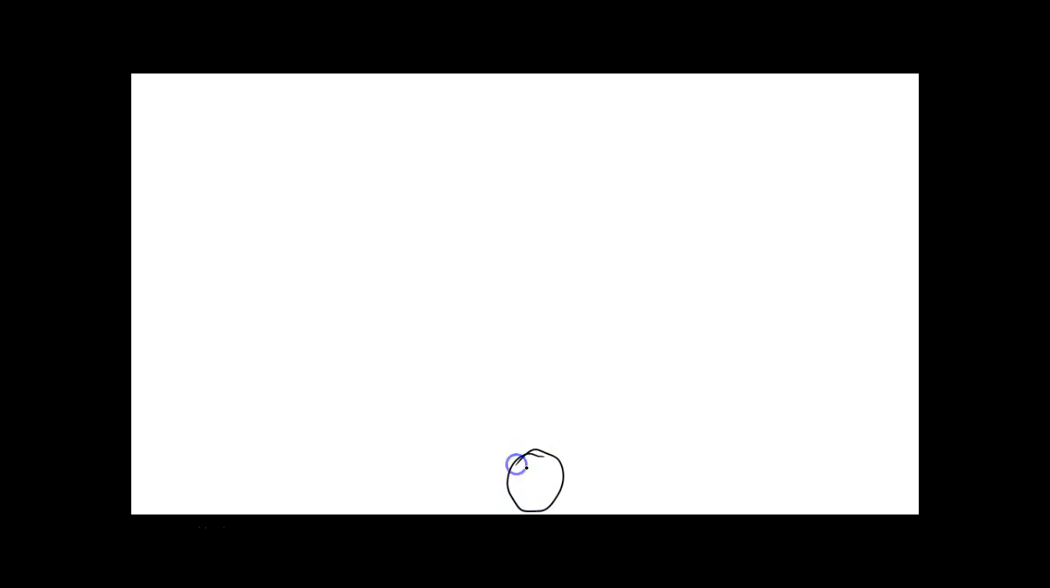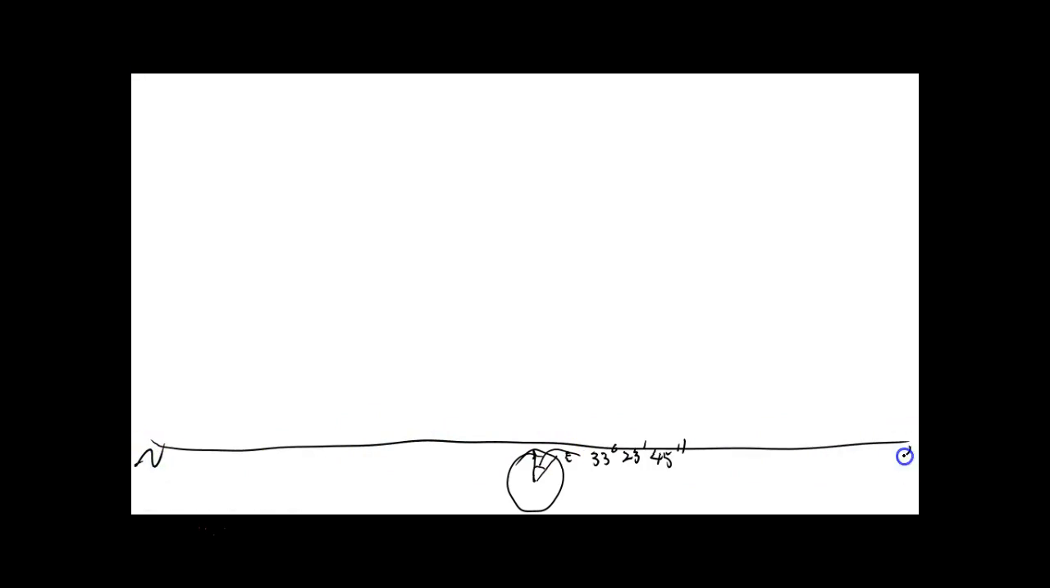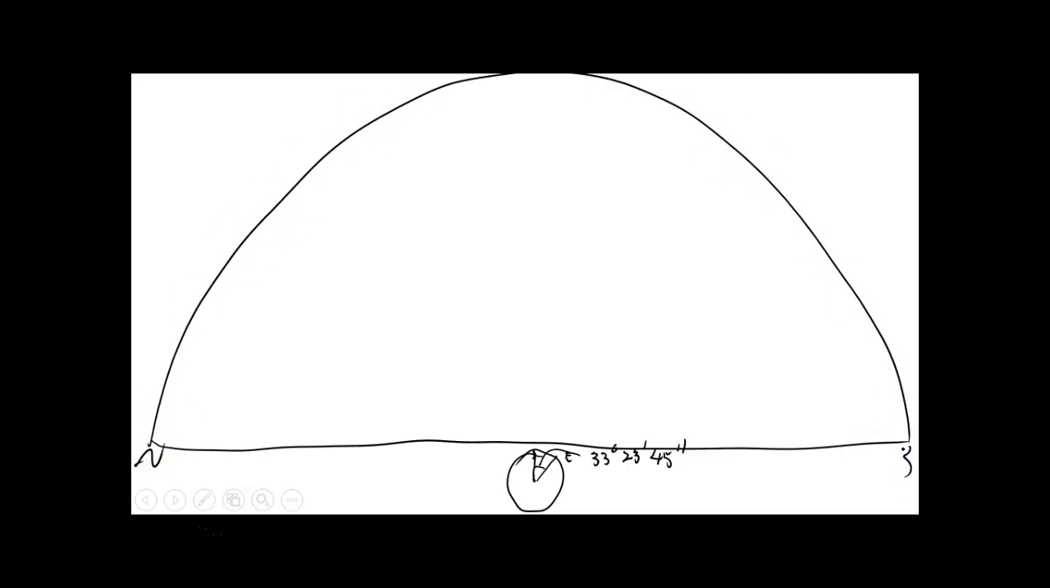Here is the globe. We are standing right here. Okay. The celestial equator is 33, not celestial equator, the equator. Here's the equator. We are 33 degrees, 23 minutes, and 45 seconds north of our celestial equator. There's our horizon. Here's the northern horizon. Here's the southern horizon. Here is our meridian, our local meridian, going from north to south directly overhead.